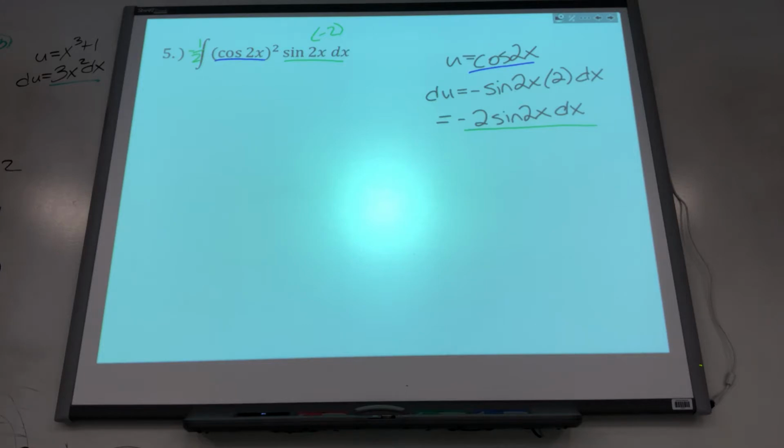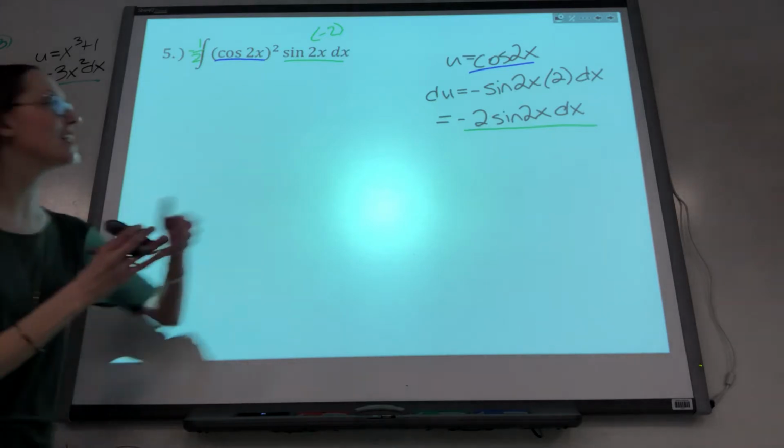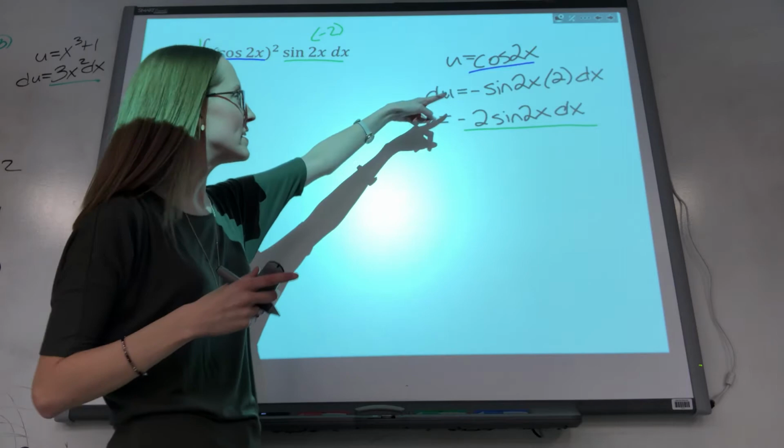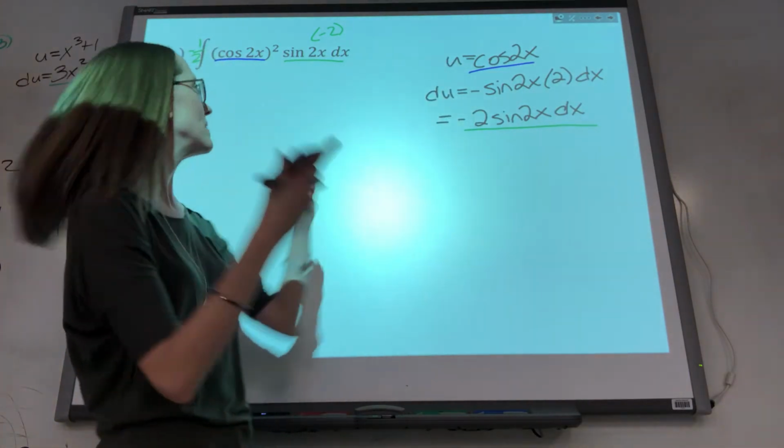Go ahead. Why is it a negative? Right here. Yeah. We're doing the derivative right here, kind of backwards from integrals.